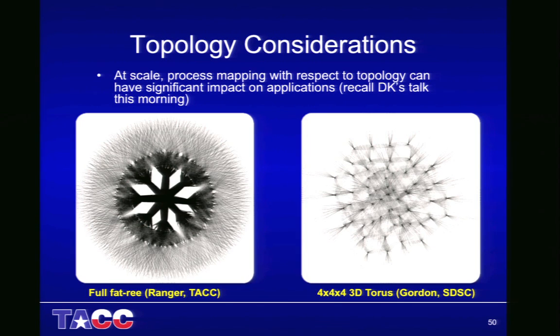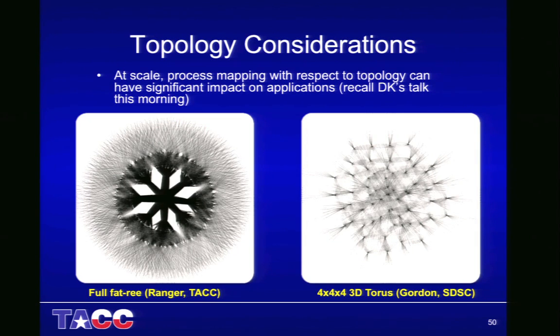And as we get towards the end here, I just want to point out a new thing that we have available on Stampede. DK talked about this a little bit, which is the fact that topology has a big impact on performance. We saw that with the latency measurements, and it can be different depending on the type of topology. So we have something over on the left-hand side, which is a fat tree.